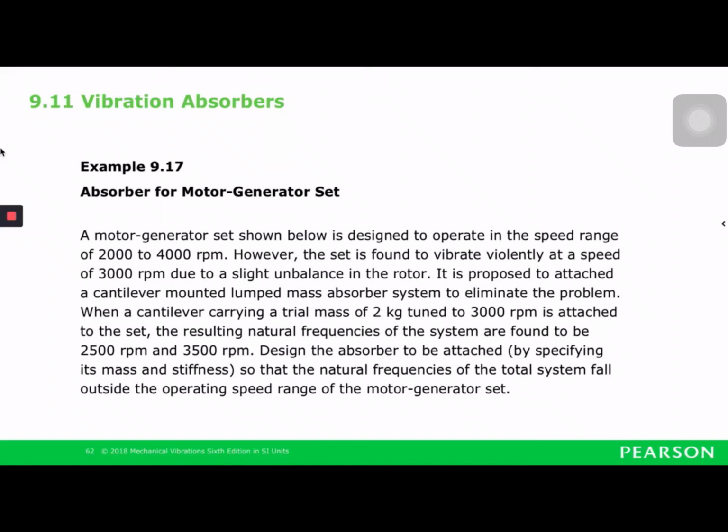So from the original countermeasure, a 2 kg cantilever tuned to 3000 rpm, you want to design an absorber to be attached so that the natural frequency of the total system falls outside the operating speed range of the motor generator set. So basically you want it to fall beyond 2000 to 4000 rpm. So it is better to change the condition of the top limit, which is 4000 rpm, meaning you want the natural frequency to be beyond 4000 rpm.